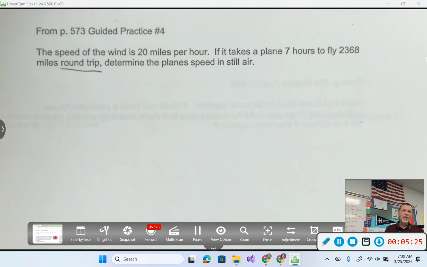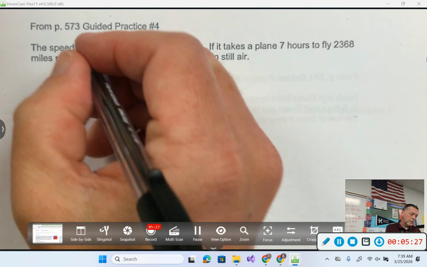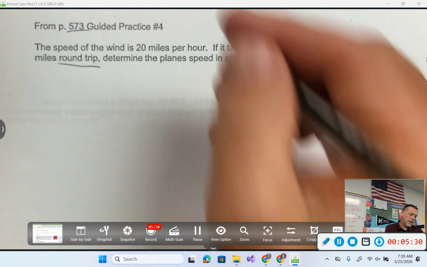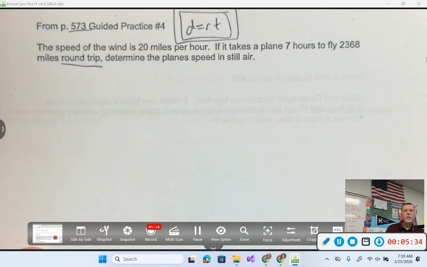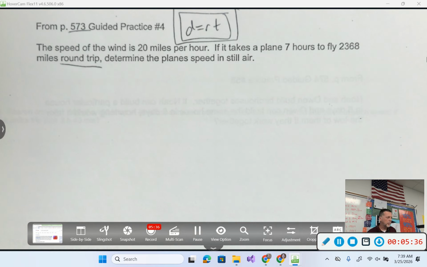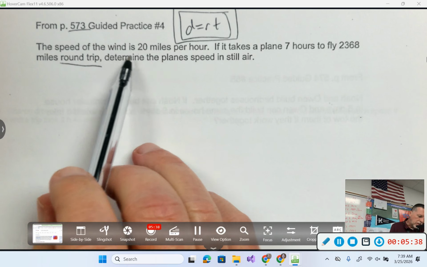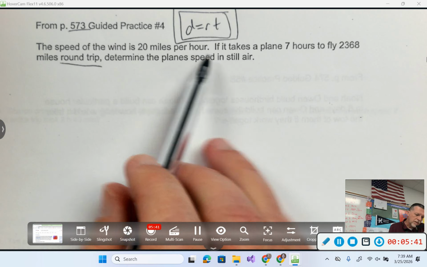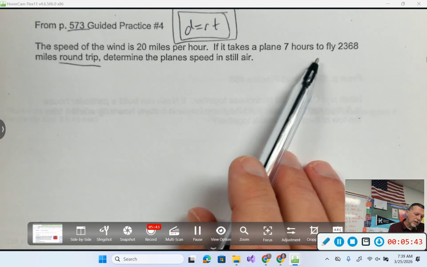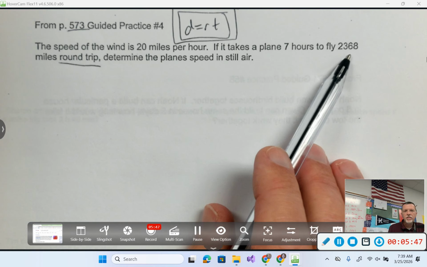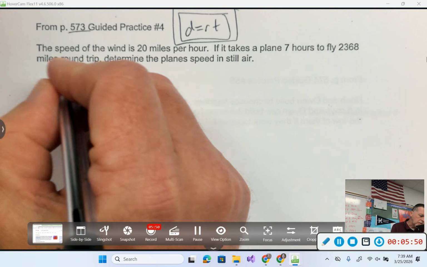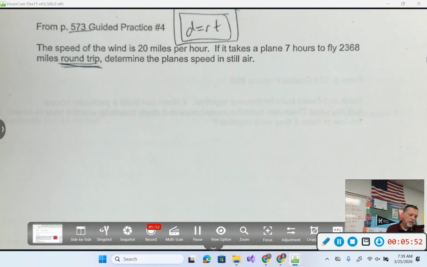Okay, guided practice. I guess we're giving credit to the textbook here. Distance equals rate times time. That's the equation we need to know. We'll rearrange and do with that what we need. Okay, the speed of the wind is 20 miles per hour. It takes a plane 7 hours to fly 2,368 miles round trip. Round trip, so like there and back. Determine the plane's speed in still air.